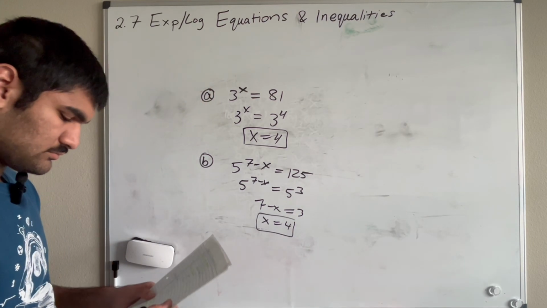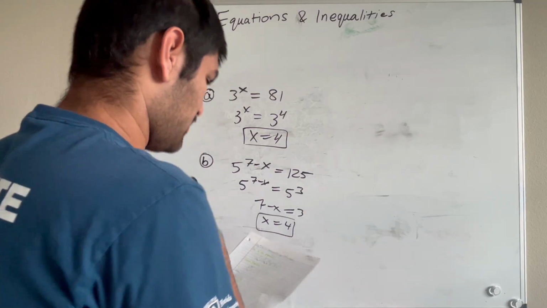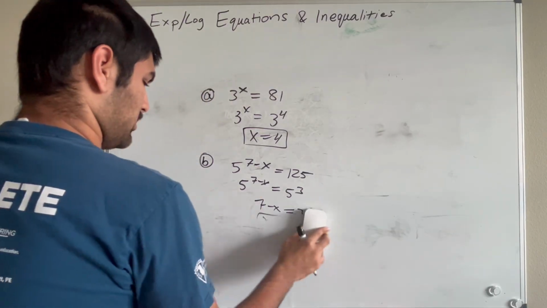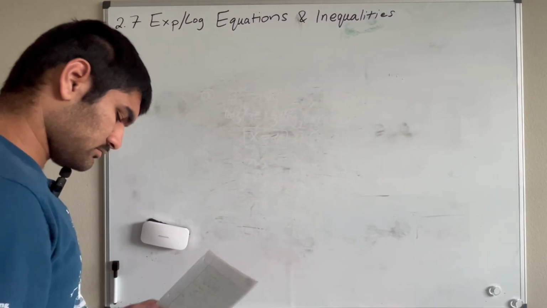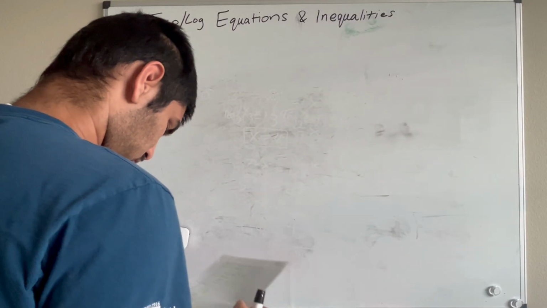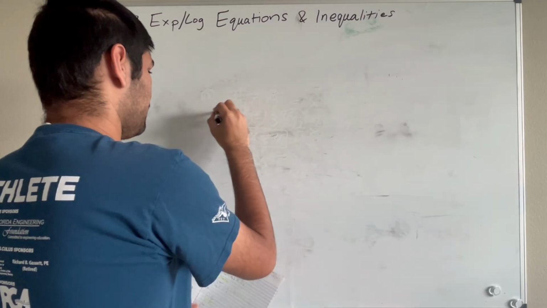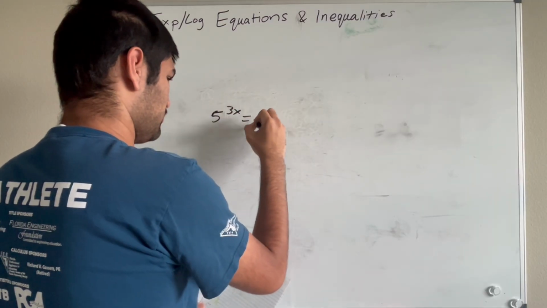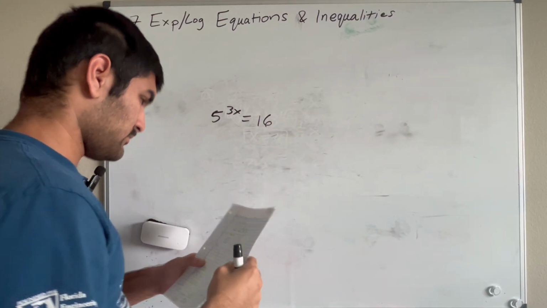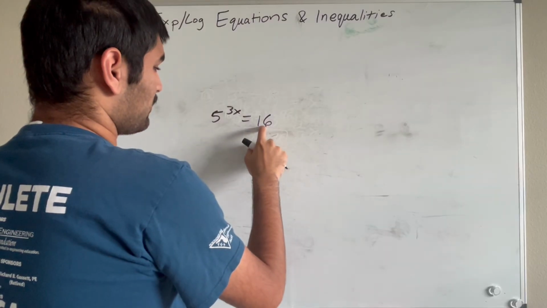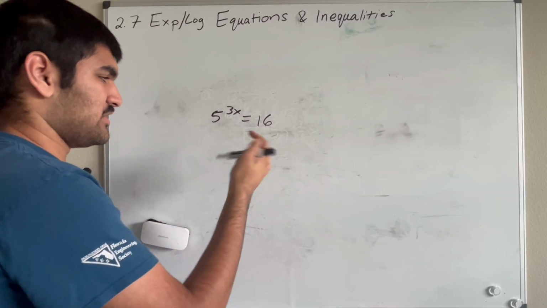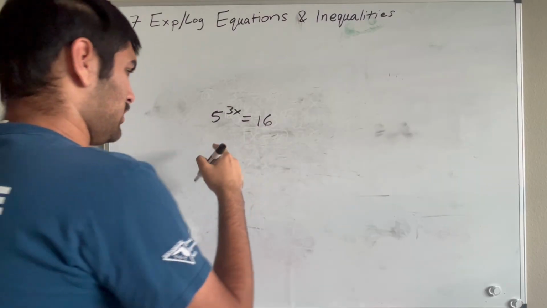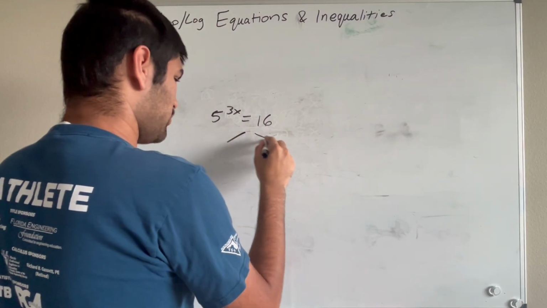All right. Now let's do some more complicated ones. Suppose we had 5 to the 3x is equal to 16. Now you do have to do it the other way, right? Because 16 can't be written as 5 to any power. But again, there's two ways to do this.